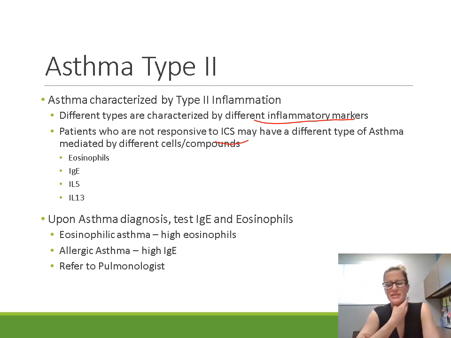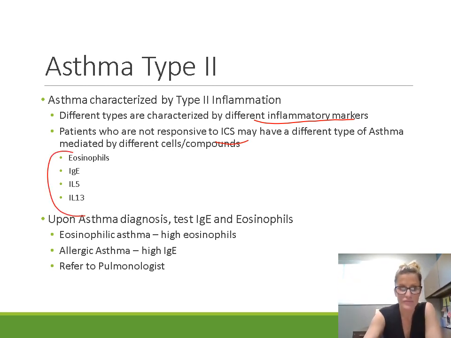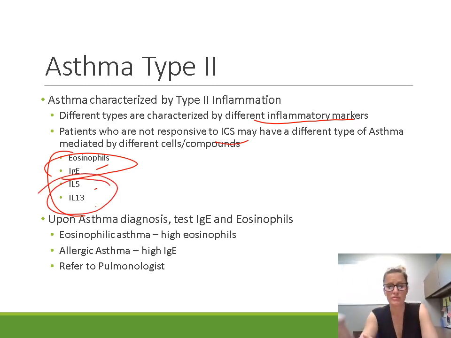That's why on the last slide we said that we might use these monoclonal antibodies in patients who have severe persistent asthma that aren't responding to the drugs that other people respond to. They're not responding to what we normally use. So these other mediators, okay, we might see high eosinophils, IgE, interleukin 5, interleukin 13. These are things that we'll typically see increased levels of, like IgE and eosinophils. The interleukin 5 and interleukin 13 are important mediators in this type of inflammation.